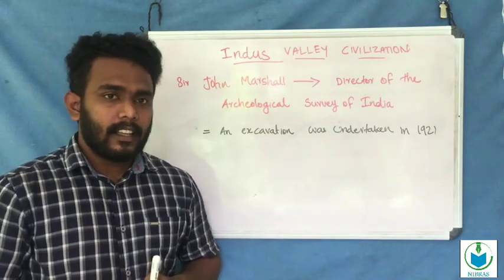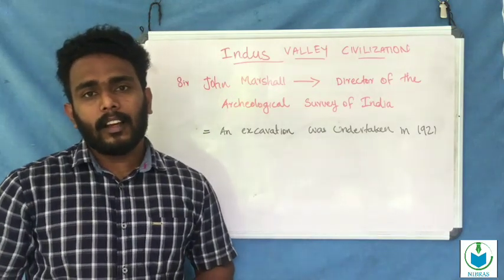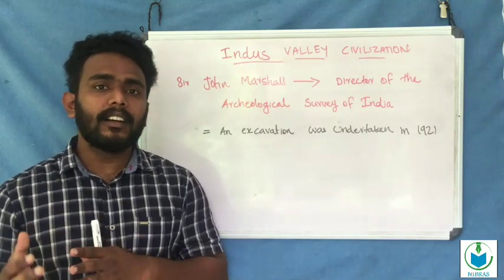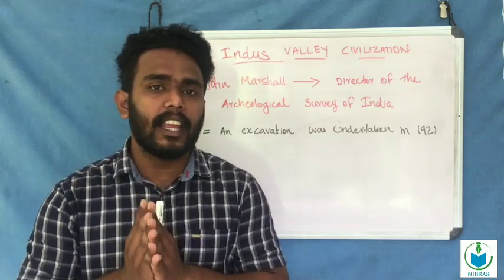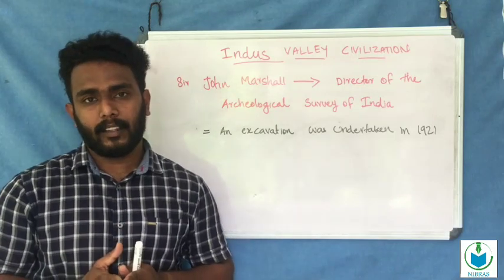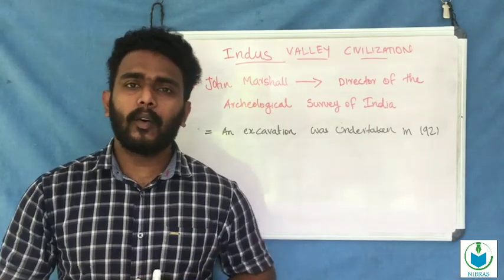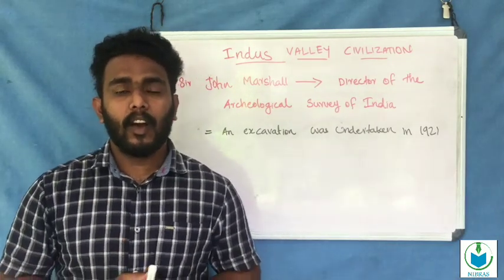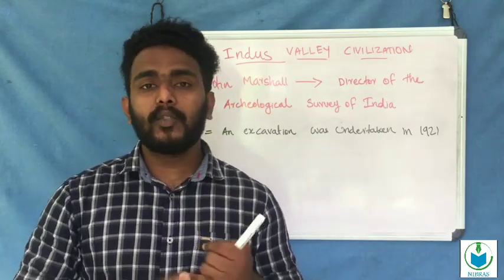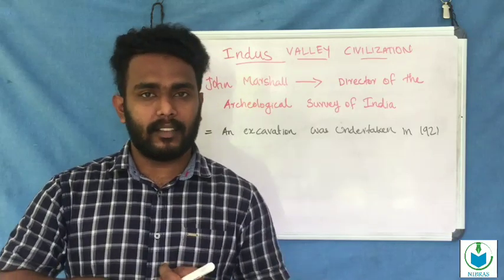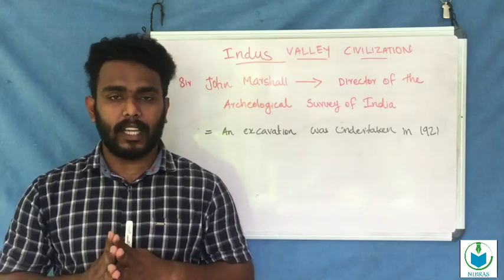After that, they undertook an excavation in 1921, and they revealed that the burned bricks were the ruins of a great civilization that existed in that place. That civilization is the Indus Valley civilization. Sir John Marshall also oversaw the excavation of Harappa and Mohenjo-daro, the two main cities of the Indus Valley civilization.